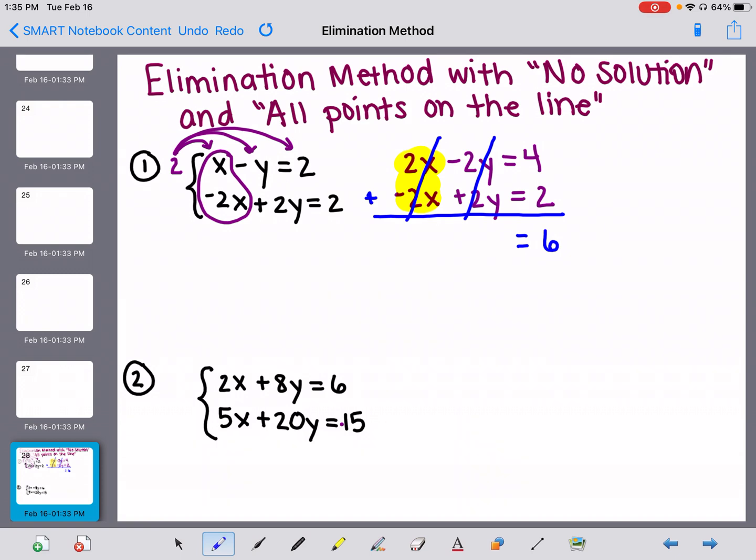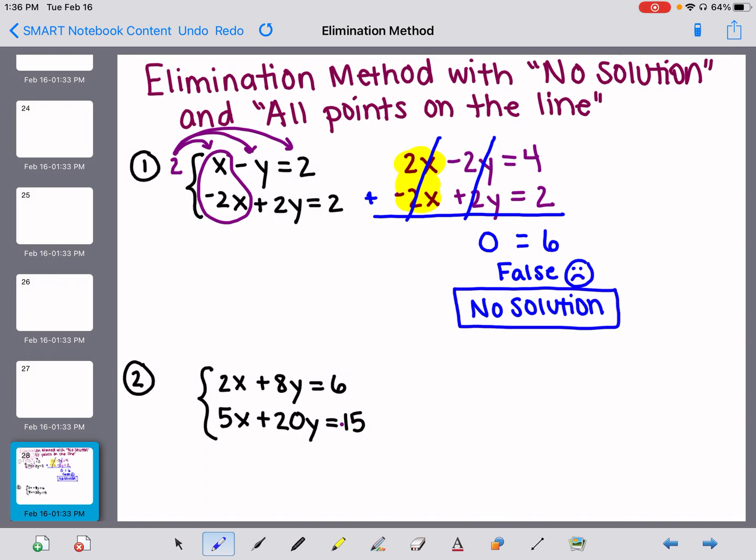I need to put something there. I can't just have equals 6. So what we're going to put there is a 0. There is nothing on that left-hand side. And so because the variables have all been eliminated, and right now I have a false statement, then my answer for this question is no solution. So when the variables all eliminate and we have a false statement, we say no solution. The key thing to this happening though was that both variables eliminated completely, vanished.